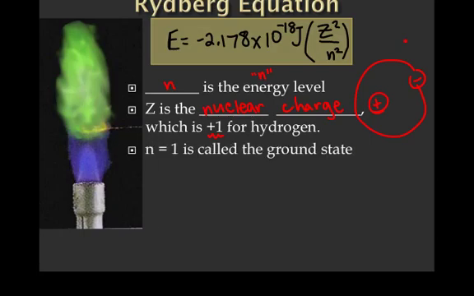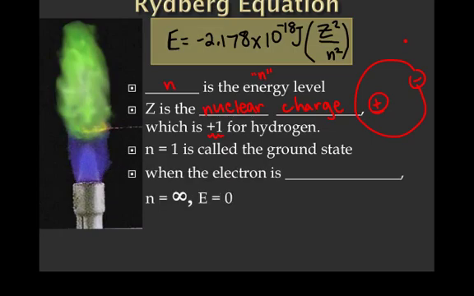That makes this pretty easy to calculate. And since there's only one electron, then N equal to 1 is called the ground state for this atom because the valence electron is in the first energy level. So when the electron is removed from the atom, it's taken so far away that it's no longer associated with that nucleus, then we say the energy level is infinite. And if your denominator is infinite, then energy shrinks to essentially 0. So that's where we define the 0 to be.